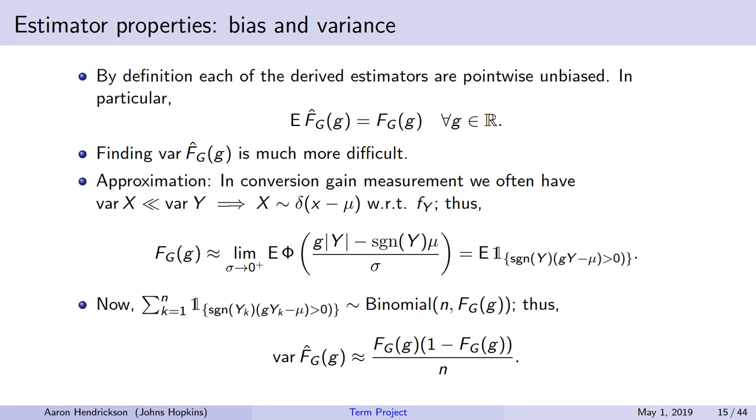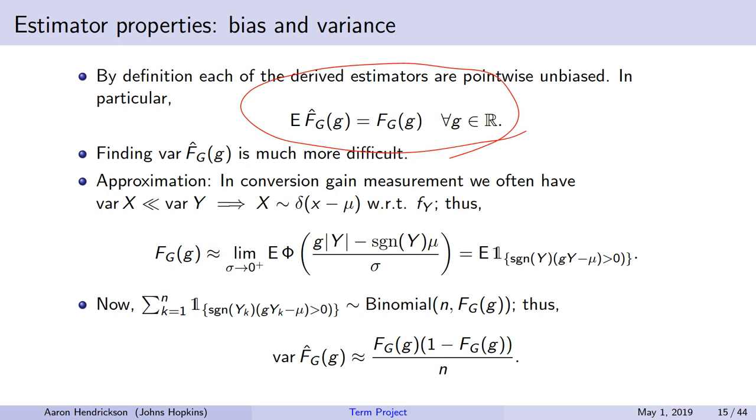So some further considerations about the various aspects of this estimator, be it bias and variance, are important. Now we know by definition that all of those derived estimators are in fact pointwise unbiased by their very definition. So we have in particular for the CDF here that its expected value is going to be equal to the exact distribution for the entire domain of G, the entire support, which is good.